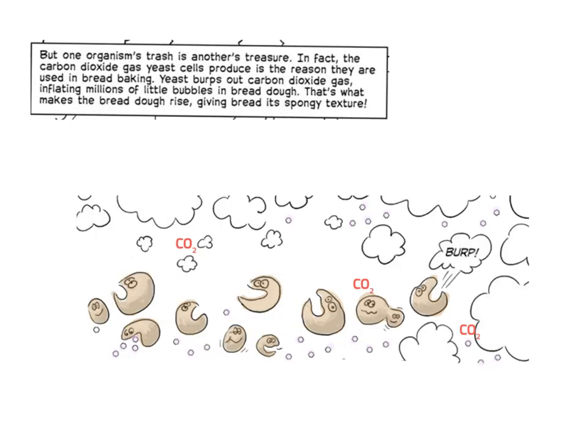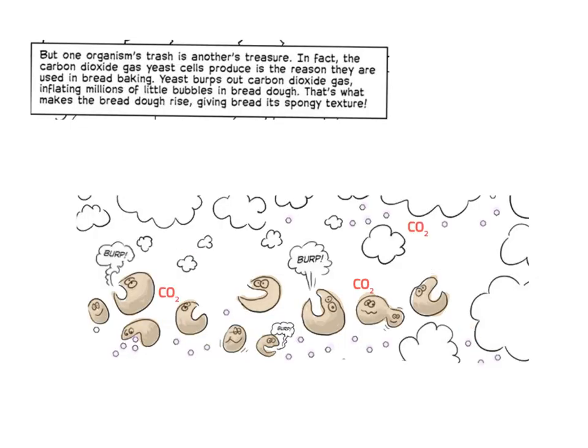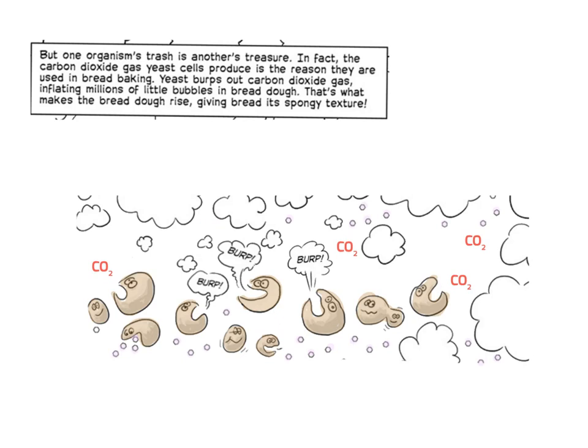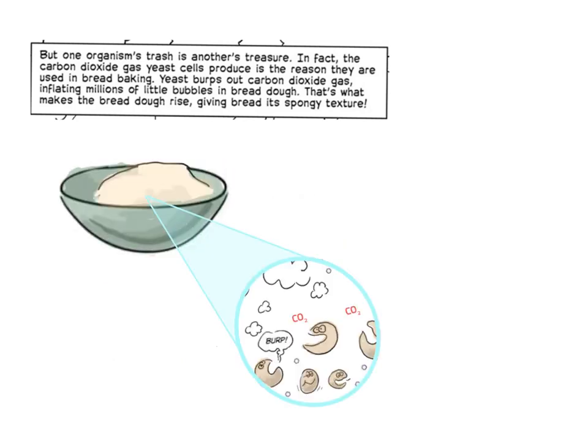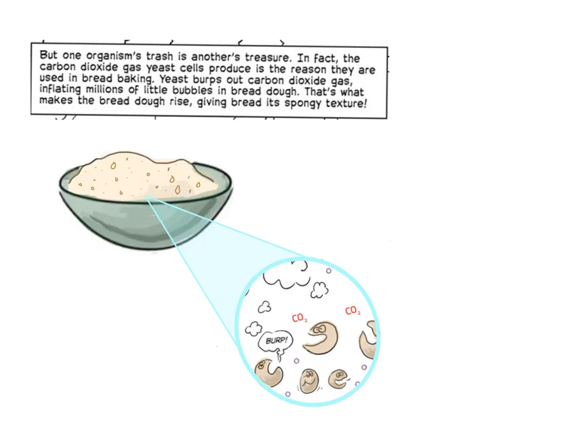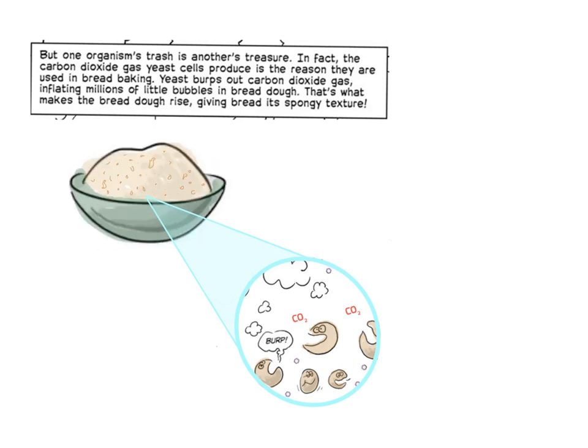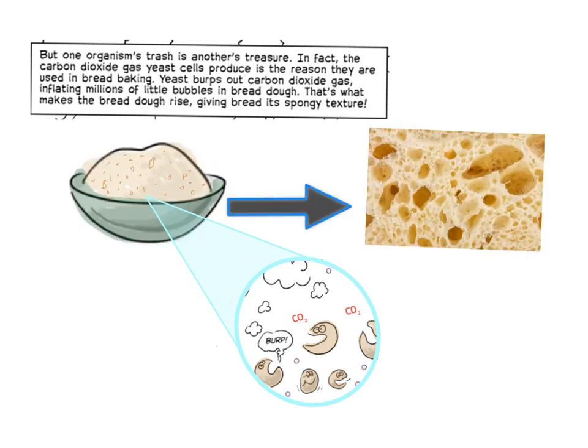But one organism's trash is another's treasure. In fact, the carbon dioxide gas yeast cells produce is the reason they are used in bread baking. Yeast burps out carbon dioxide gas, inflating millions of little bubbles in bread dough. That's what makes the bread dough rise, giving bread its spongy texture.